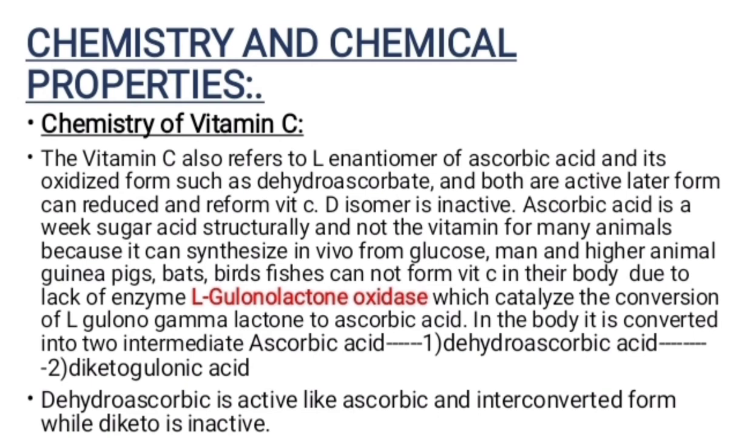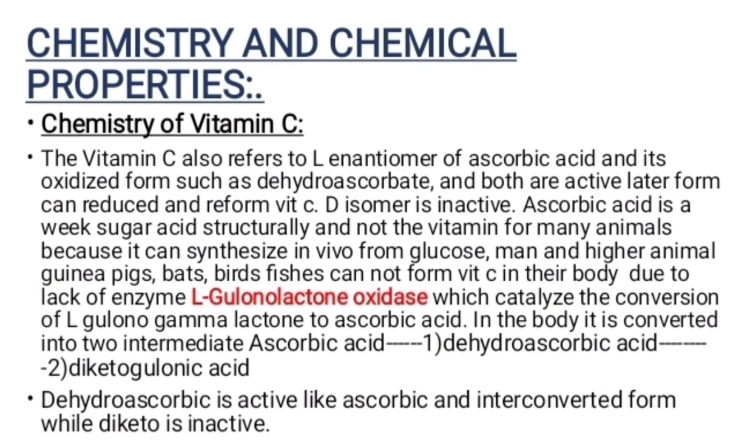Ascorbic acid is a weak sugar acid structurally, and it is not a vitamin for many animals because they can synthesize it in vivo from glucose. Man and higher animals, for example guinea pigs, bats, birds, fishes, cannot form vitamin C in their body due to the lack of the enzyme L-gluconolactone oxidase, which catalyzes the conversion of L-glucono-gamma-lactone to ascorbic acid.